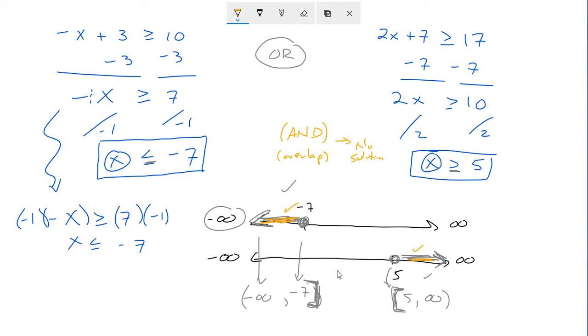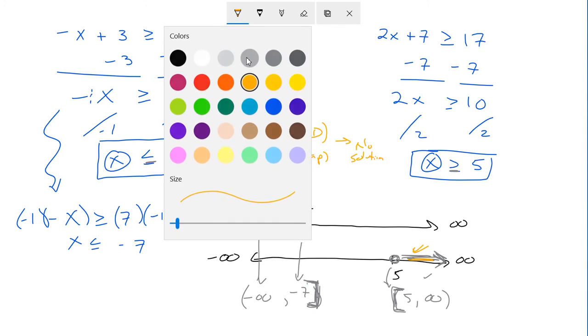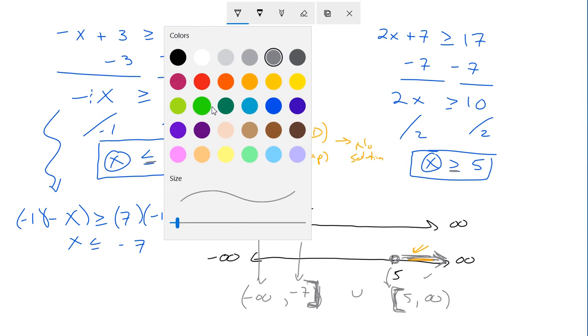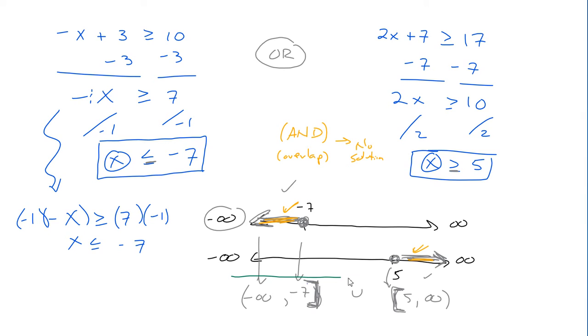Okay, but if it's or, then you can just say I'm either in this piece or this piece, meaning my solution would just be like this. We just put a union between them, and this would be my solution right here. Okay, and that's it.